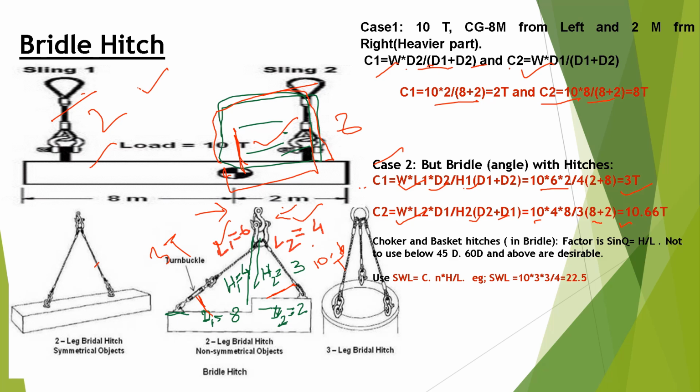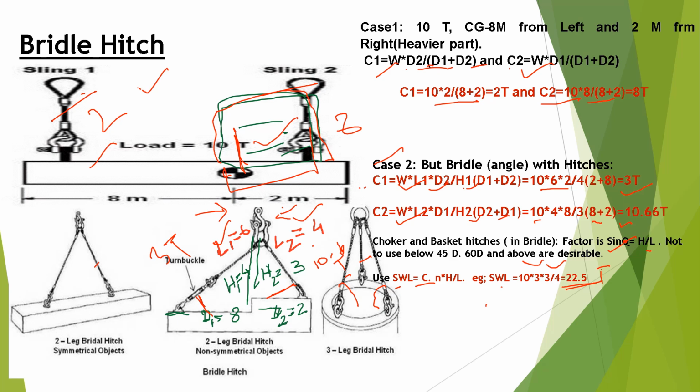Choker and basket I have already discussed, it depends on the sine factor, that is H by L. Generally 60 degrees and above is allowed, and 3/4 capacity applies. Suppose 3 loops are there, 3 into 10, 30 ton, but when the angle is reduced as per choker, 25% load reduces, it will give you 10 into 3 into 3 by 4, 22.5 ton. This is the general thing we should remember.